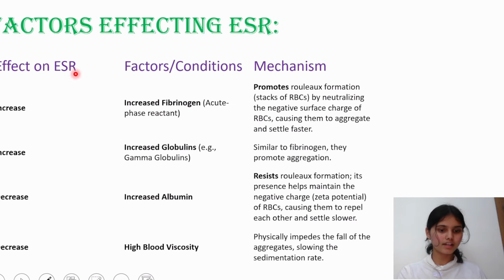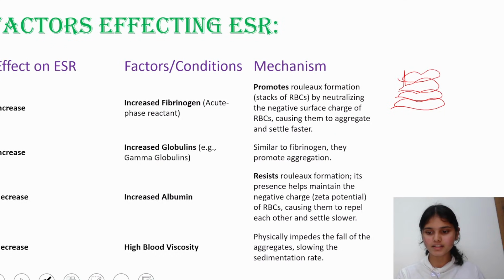Now, the factors affecting ESR, the conditions, and how exactly that is happening. Why would our ESR increase? It would increase in case of increased fibrinogen. If increased fibrinogen is there, you can say that it is indicative of infection. This fibrinogen promotes rouleaux formation. What is rouleaux formation? It is the arrangement of RBCs in a coin-like form, stacked on each other. This arrangement of coin-like RBCs is known as rouleaux formation.